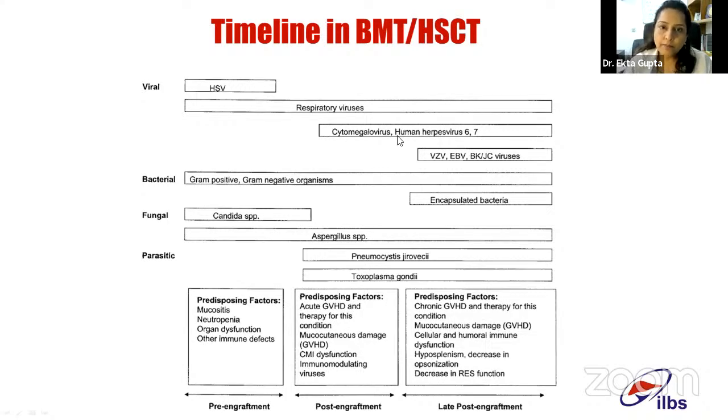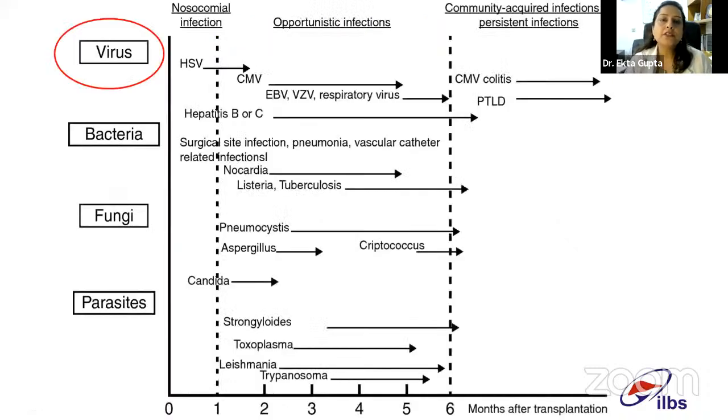However, in bone marrow also the viral infections predominate, causing infection. So if you look at the list of the pathogens, the viruses top the list in causing infections in a transplant setting in a longer term. 1 month, 1 to 6 months, and later on also, followed by bacterial, fungal, and parasitic.